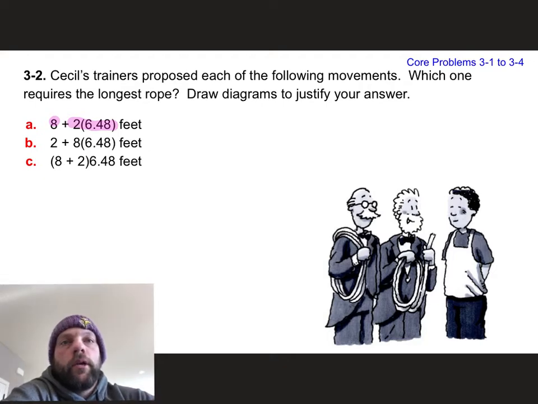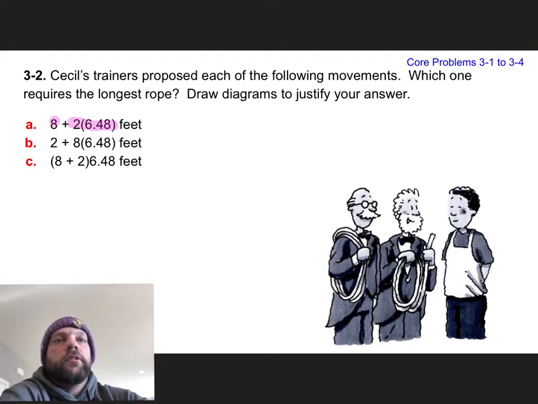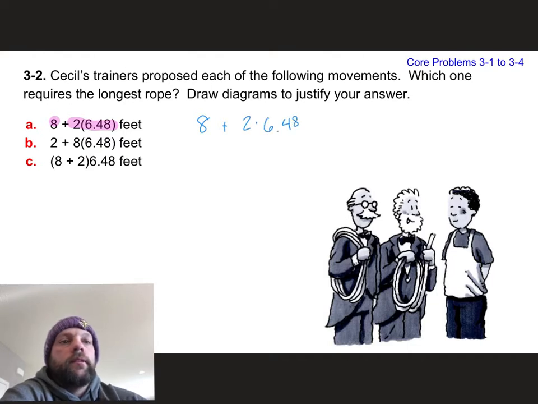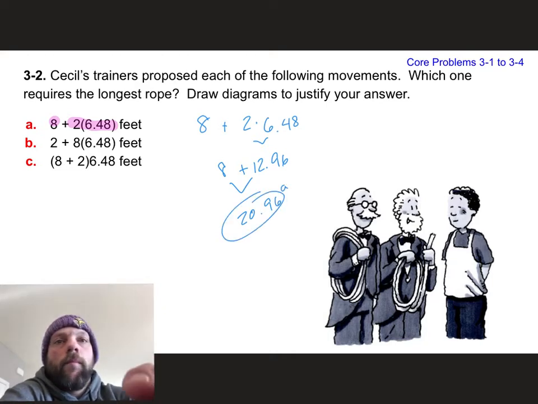And the reason why we call it groups is because that infers that we are going to be doing multiplication. So I'm going to have 8 plus 2 times 6.48. So I'm going to do the multiplication for that, which is going to give me 12.96, and then I'm going to add 8 to it. So 8 plus 12.96 is going to bring me to 20.96. So that's going to be my answer for A.